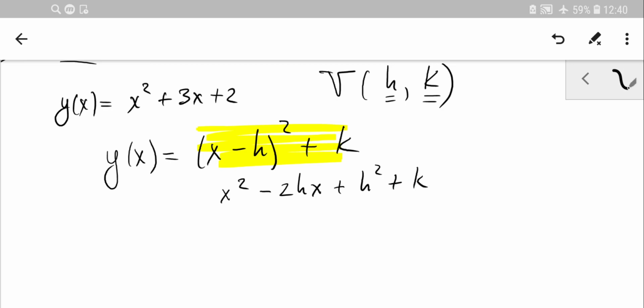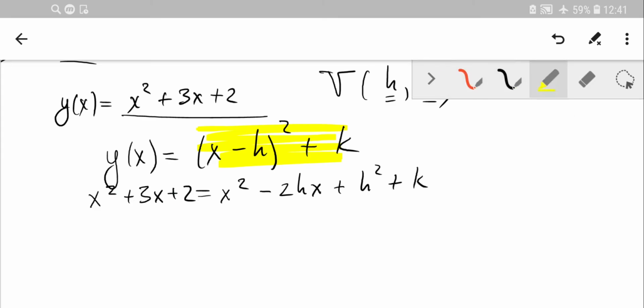and then I just compare it with what I have originally. So I have x squared plus 3x plus 2. And what I'm going to do, I just need to compare coefficients: 3 is negative 2h. So from where h is simply negative 3 over 2. So you can do it mentally. And 2 is k and h squared together.